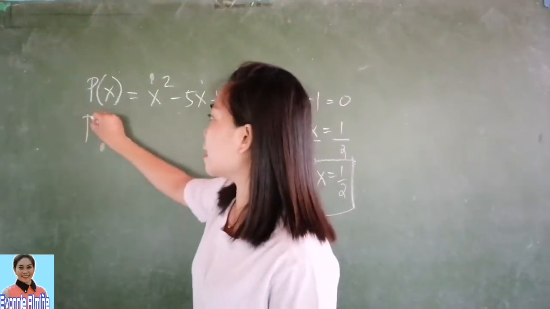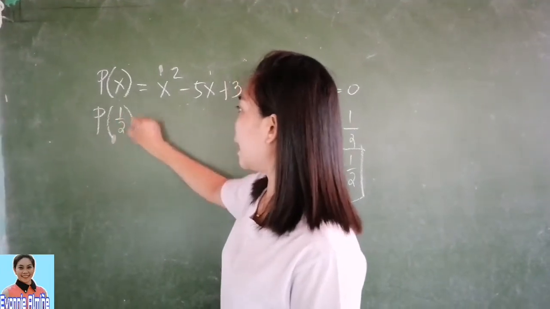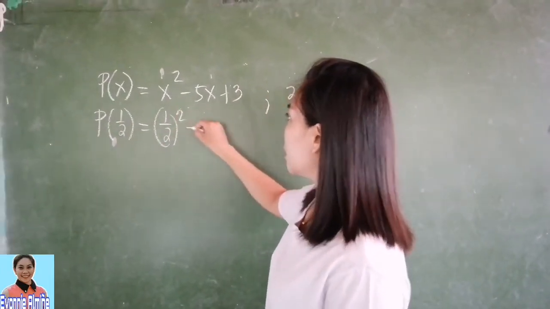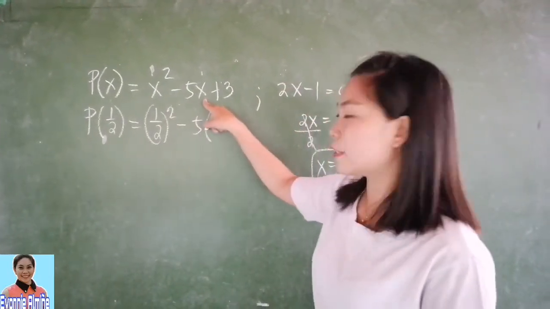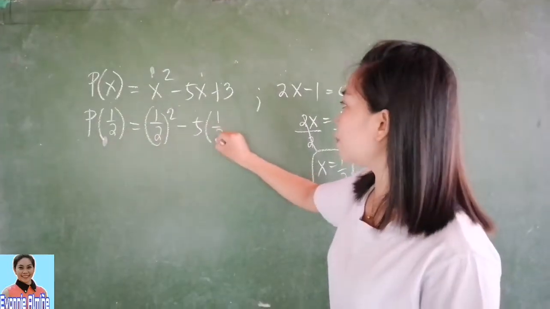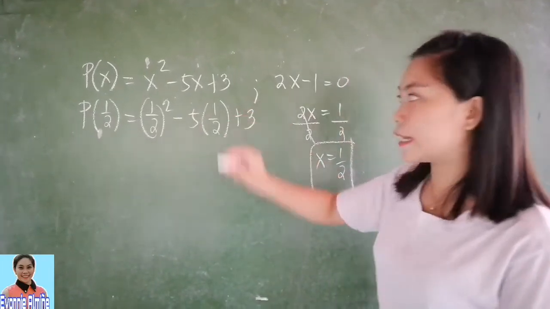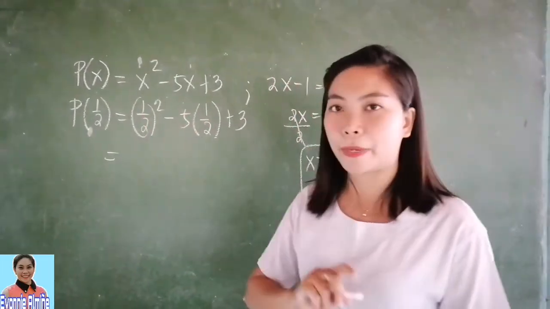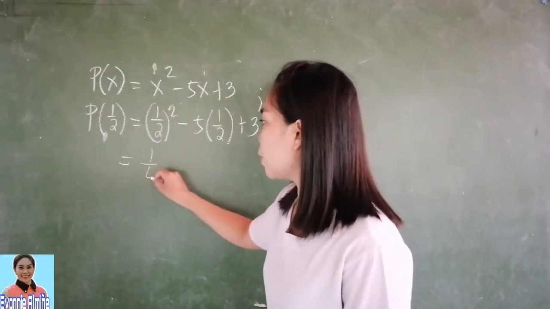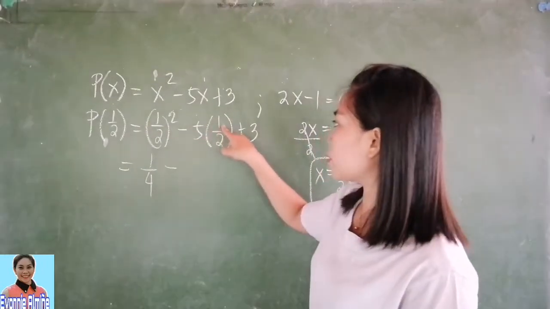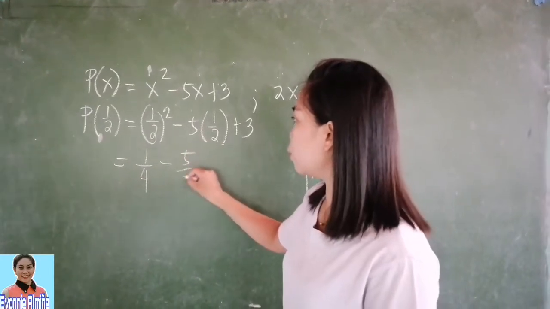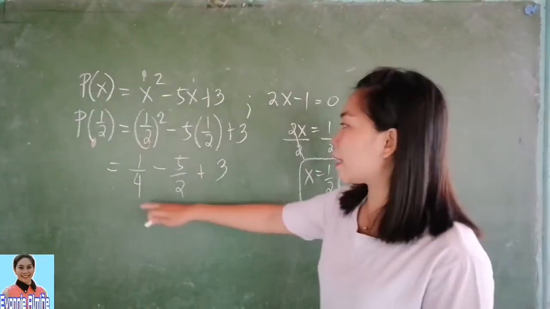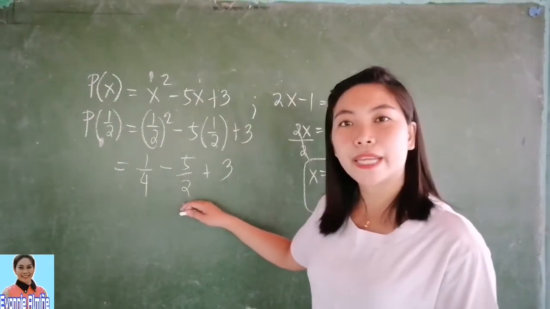So, let's try this. So, we have 1/2. Then, 1/2 squared. 5 times the value of x is 1/2 plus 3. Now, let us evaluate the equation. So, 1/2 multiplied by 1/2, you have 1/4 minus 5 times 1 over 2, you have 5 over 2 plus 3. Naku po! Magkaiba na po yung denominator natin.